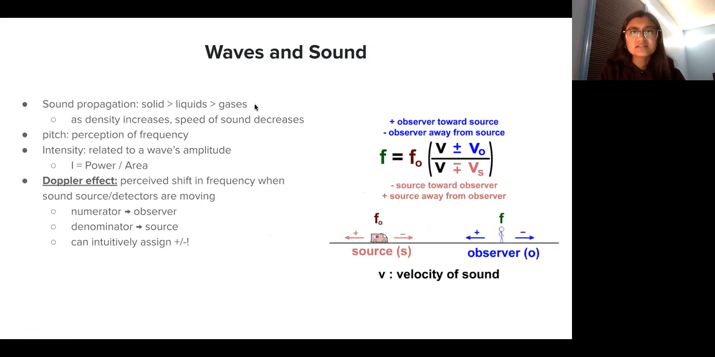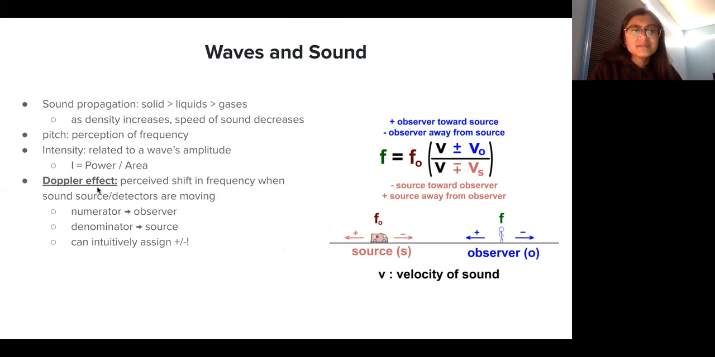All right, so moving on to sound. Sound will propagate fastest through solids, then liquids, then gases. Or as density increases, your speed of sound will decrease. Pitch is our perception of frequency. Intensity is related to a wave's amplitude. It's also equal to power over area. I don't know why I don't have more on that. I feel like they'll probably give you power, or I might be missing a formula here.